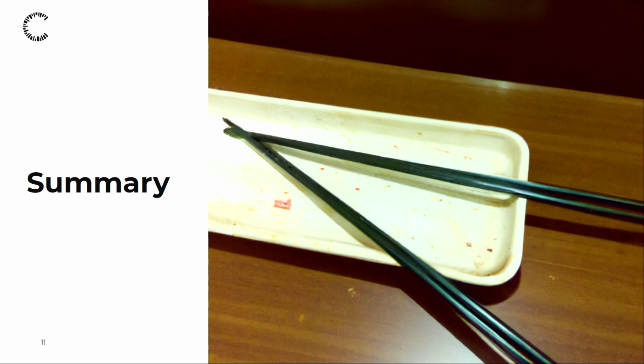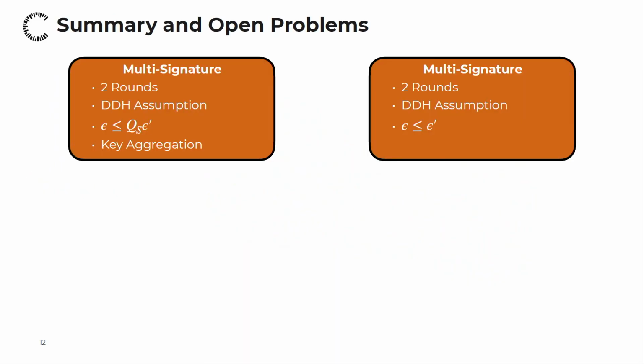Okay, so let me summarize what we have seen. We have these 2 multi-signature schemes. Both are 2-round schemes based on the DDH assumption. The first scheme has this linear security loss, but at least it does not use rewinding, and it has key aggregation. The second scheme has a tightly secure proof, or has a tight proof.